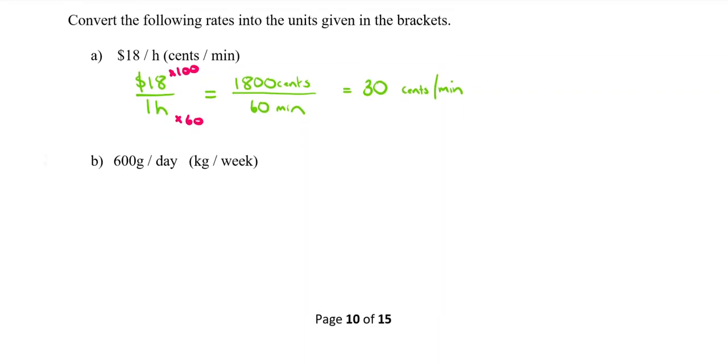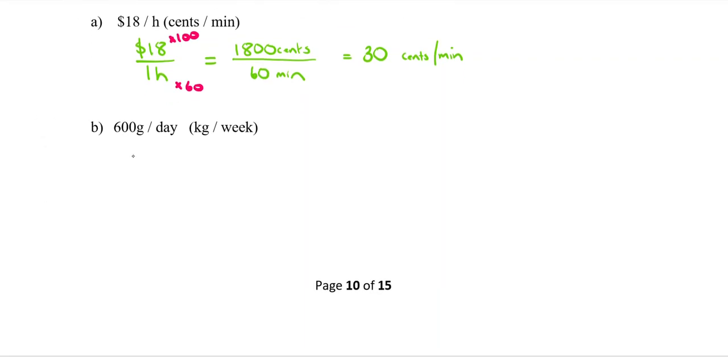Question B. Same kind of question. We have 600 grams per day, meaning over 1 day. And I need to change it to be kilograms on the top and weeks on the bottom. Now, kilograms are a bigger unit than grams, so you need to divide by 1,000 to turn that into kilograms. And days, there are 7 days in a week, so you're going to have to divide that by 7 to turn that into weeks.